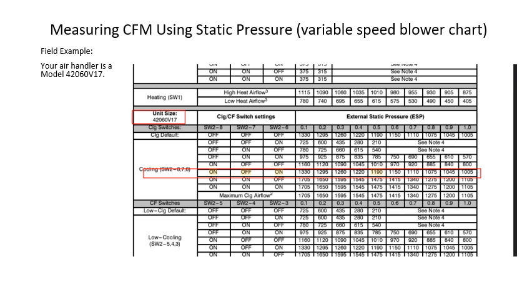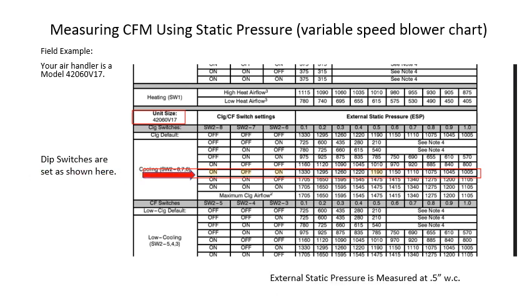With a variable speed blower, there are 3 dip switches for this particular model that set the blower speed. We have to know where those dip switches are set so we know which line of the chart to use. So as you can see, we've got our unit size 42060 V17. We've determined where our dip switches are set, and we have an entire line of CFM values that we'll have to select from. So the next step is to determine what our external static pressure is and line that column up with that row.